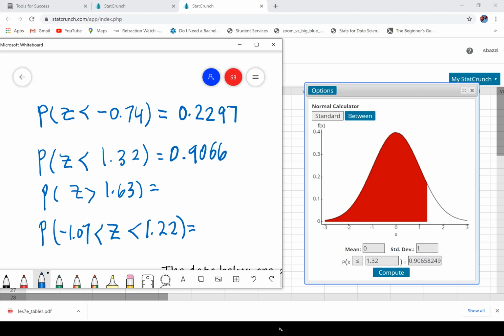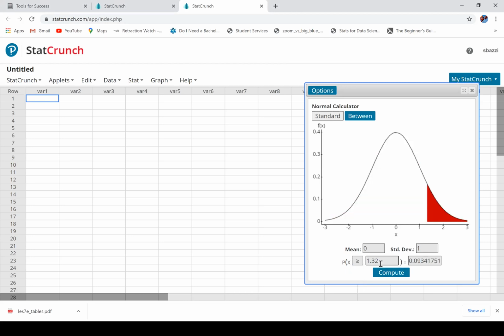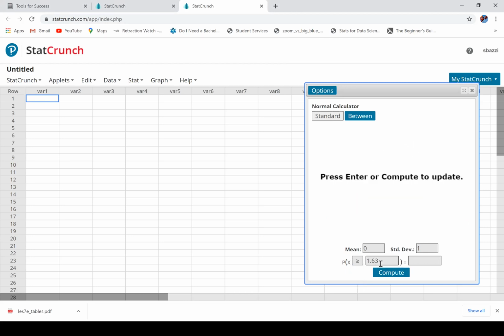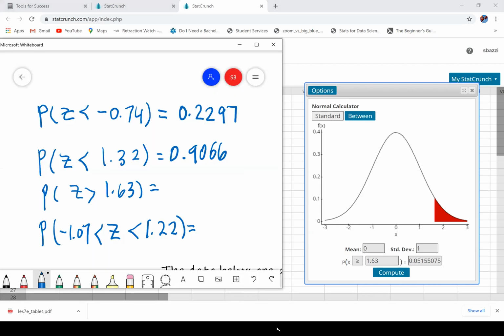Now we need the probability of z greater than 1.63. Okay, watch, guys. You change the sign and you put 1.63 here and hit compute. And look, it shades this area and gives you the answer, which is 0.0516. The last one, what's the area between negative 1.07 and 1.22?